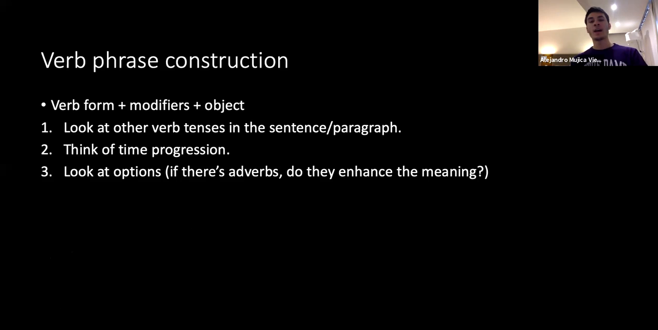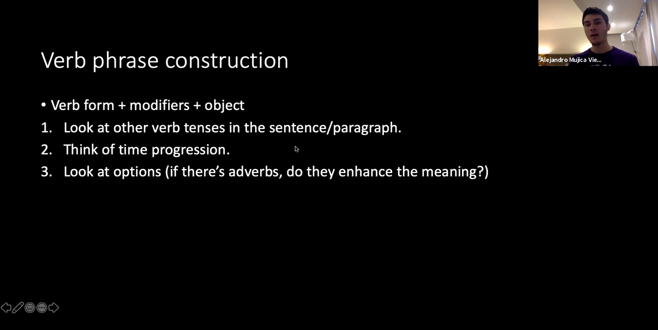And to solve this kind of problem, we look at the other verb tenses in the same sentence, or perhaps in the surrounding paragraph, to get an idea of the time progression. If there are verbs in a tense in the same sentence, you usually would use the same verb, unless you're trying to create a time relationship, which I explained before, where you had one verb in past and one in past perfect, or one in present and one in present perfect, that kind of thing. Does that make sense?